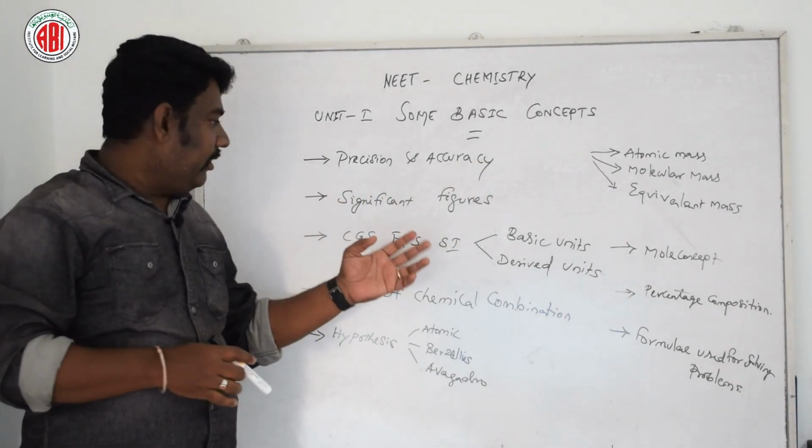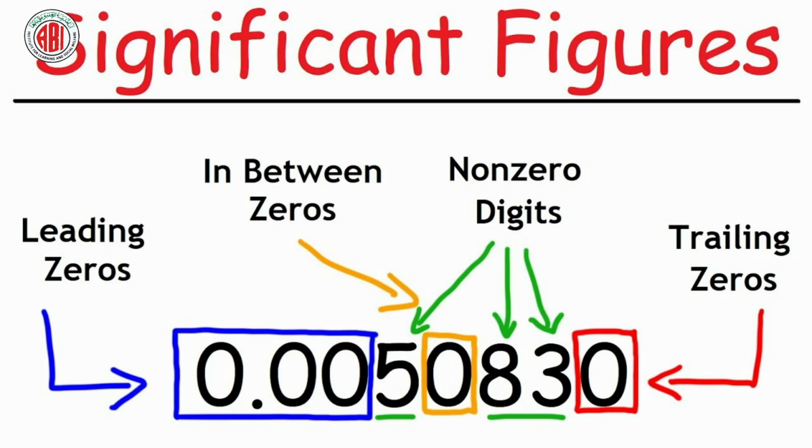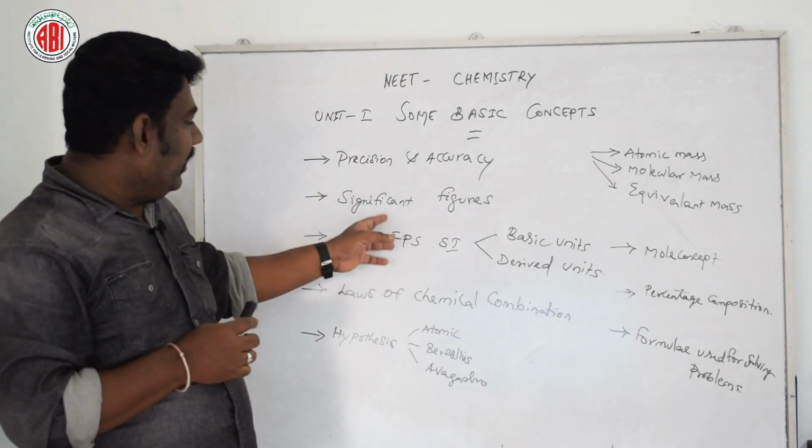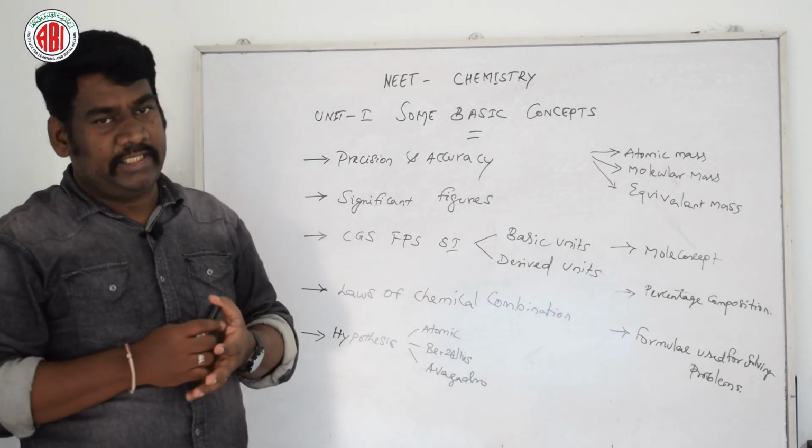Next we are going to discuss significant figures. In the measured value of any physical quantity, the digits about whose correctness we are certain, plus the last digit which is doubtful, such digits are called significant figures. And there are certain rules we follow for these significant figures. Let us see one by one.